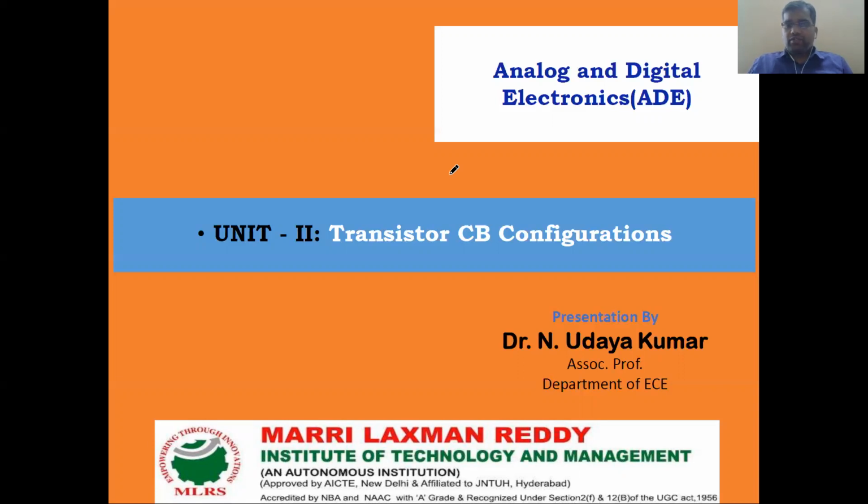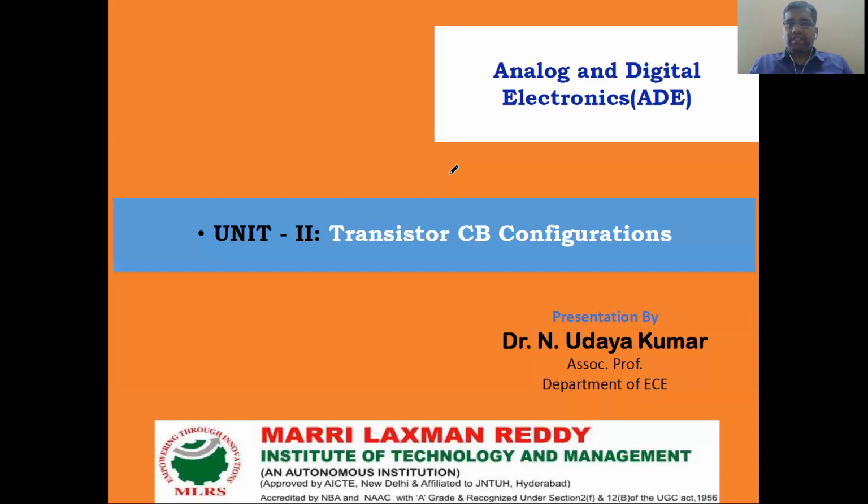We also saw the transistor operation. Whenever the first junction is forward biased and the second junction is reverse biased, that is, the emitter base junction is forward biased and the collector base junction is reverse biased, we saw the operation in the NPN transistor and PNP transistor. Today we will see the configurations.